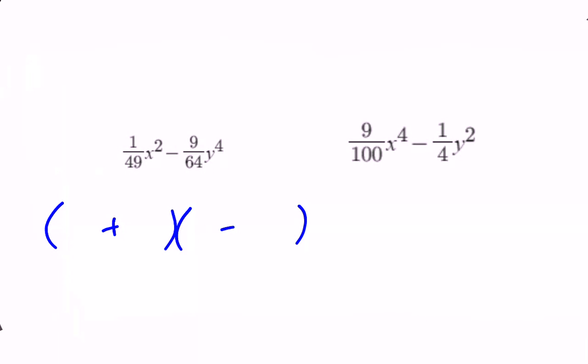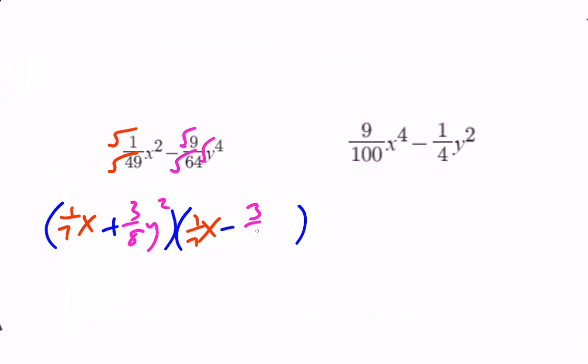Then I do the square root of 1, which is 1, the square root of 49, which is 7, and the square root of x squared is x. Square root of 9 is 3. Square root of 64 is 8, and the square root of y to the 4th is y squared. So it's the same idea, it's just I'm going to have to do my square root a couple more times.